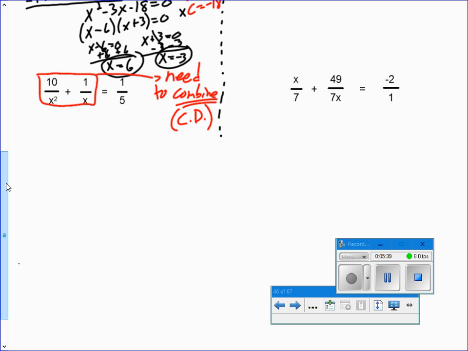So look at the two denominators in this problem. I have x squared and I have x. The common denominator between those two would be x squared. So this one is already over a common denominator of x squared. The second one is missing a factor of x.